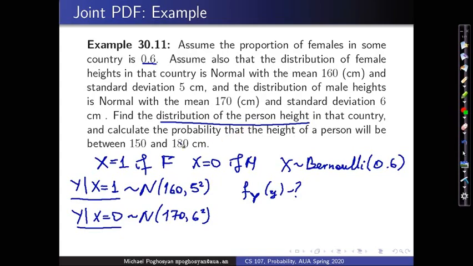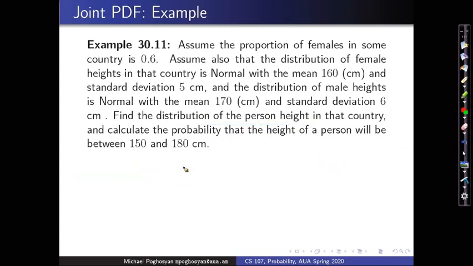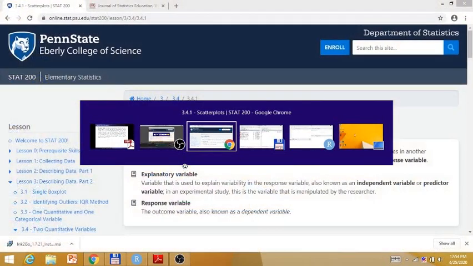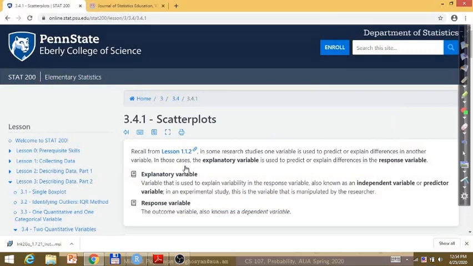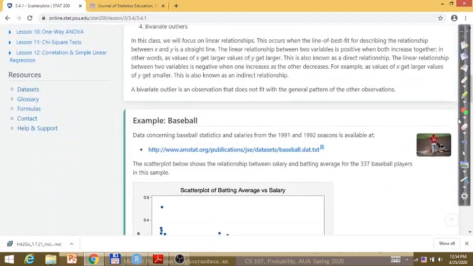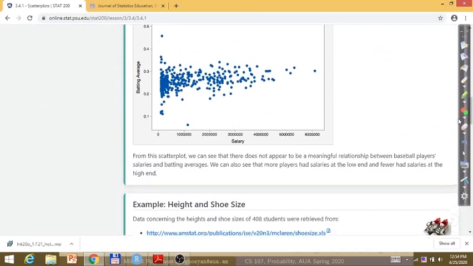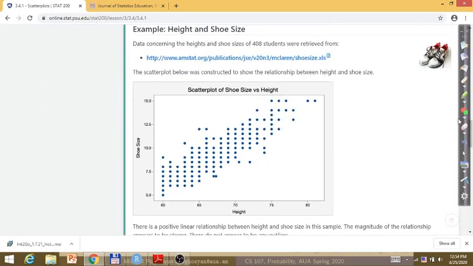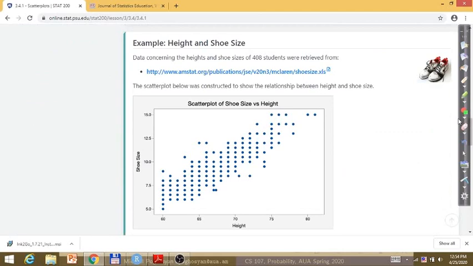Let me go back, erase this, and just show one example for you, maybe. This is from the Penn State Elementary Statistics course. If I move forward, there are some examples of real data, say height and shoe size.